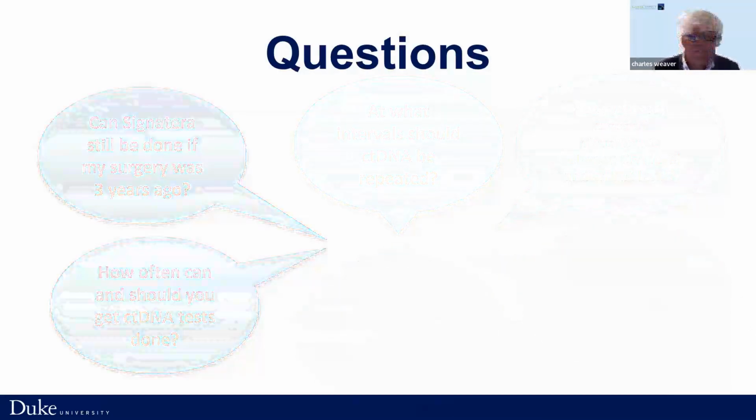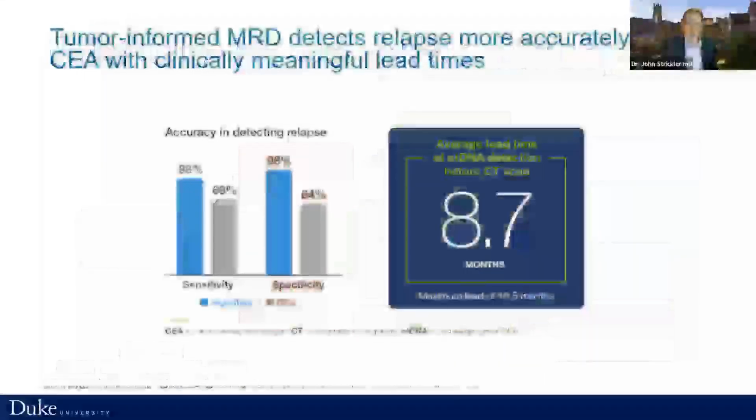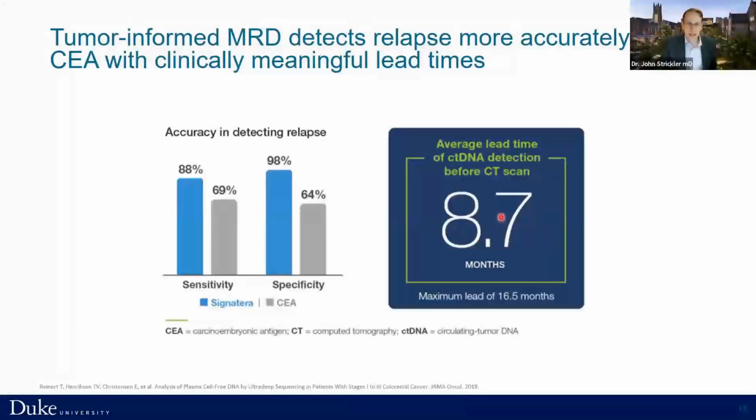Dr. Strickler, I wanted to follow up on one question. Could you speak to how much earlier the ctDNA can detect a recurrence than the routine surveillance with CT? So on the Signatera data, this is based on several hundred patients. On average, circulating tumor DNA would detect recurrence about 8.5 or 8.7 months before it would be seen on a CT scan. That's just an average, so there's a bell curve. The maximum lead time is up over 16 months, at least in this study.